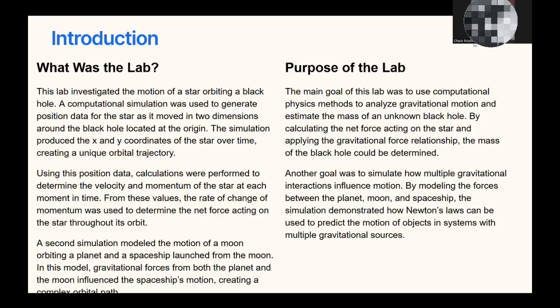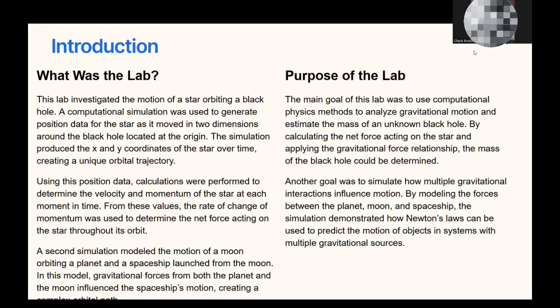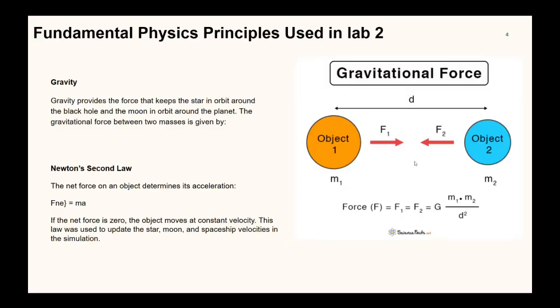The main goal of the lab was to use a computational physics method to analyze gravitational motion and estimate the mass of an unknown black hole. By calculating the net force acting on a star and applying the gravitational force relationship, the mass of the black hole could be determined. Another goal was to simulate how multiple gravitational interactions influence motion by modeling the forces between the planet, moon, and spaceship. The simulation demonstrates how Newton's laws can be used to predict motion of an object in systems with multiple gravitational sources. Fundamental physics principles in Lab 3.